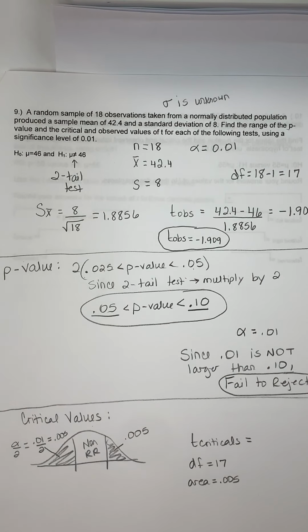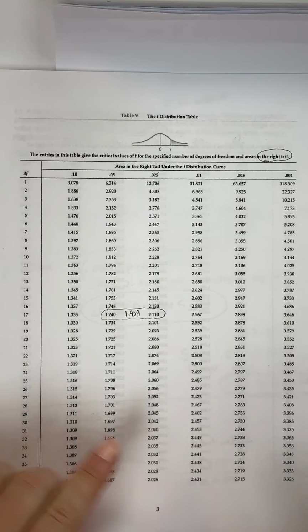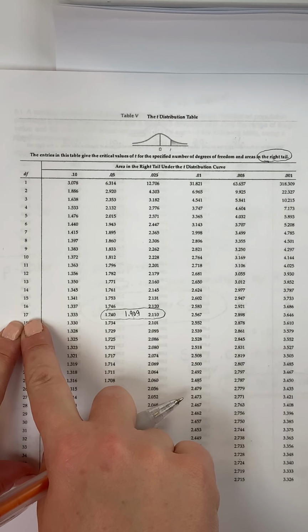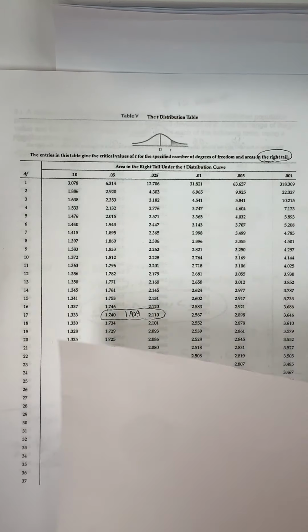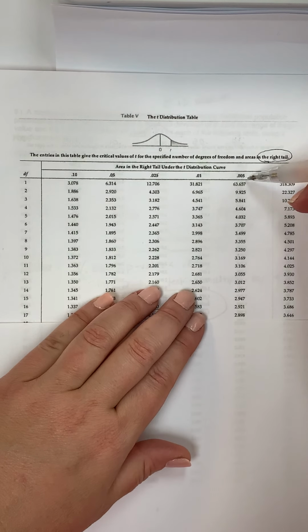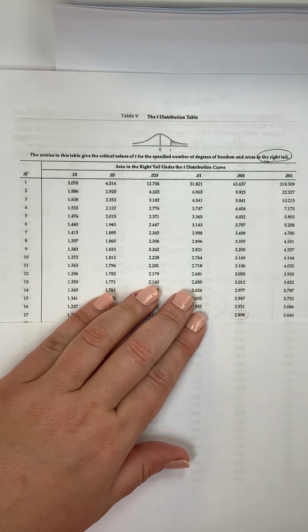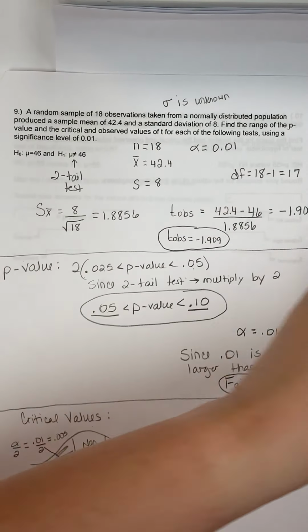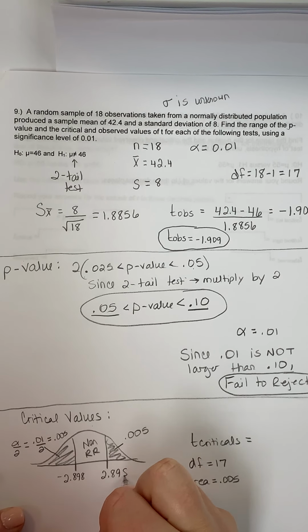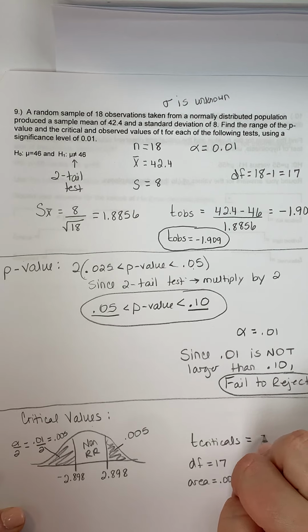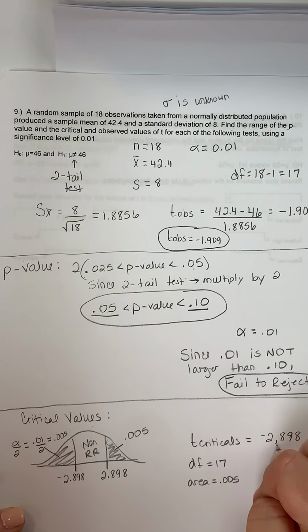Okay, so I go back to my t chart. I'm looking at 17, .005. Here's my critical values, 2.898. 1 positive, 1 negative. Okay, so negative 2.898, positive 2.898. Okay, those are my critical values.